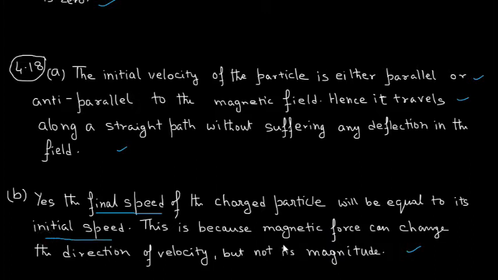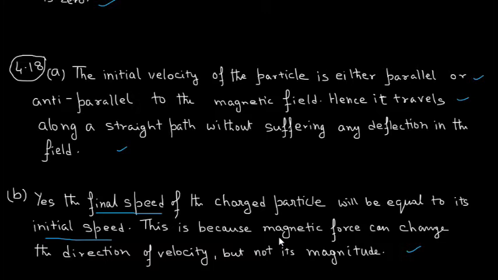This is because magnetic force can change the direction of velocity but not the magnitude. Okay, good. So since speed is a scalar quantity, the magnitude will be the same for final and initial speed. The final speed and initial speed will be the same, but final velocity will be different from initial velocity because it is a vector quantity and contains both magnitude and direction.